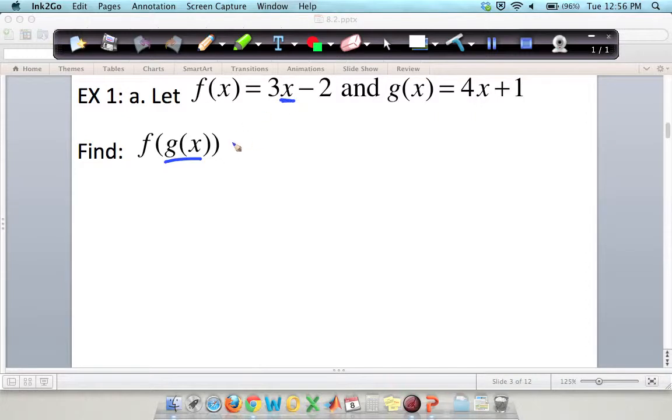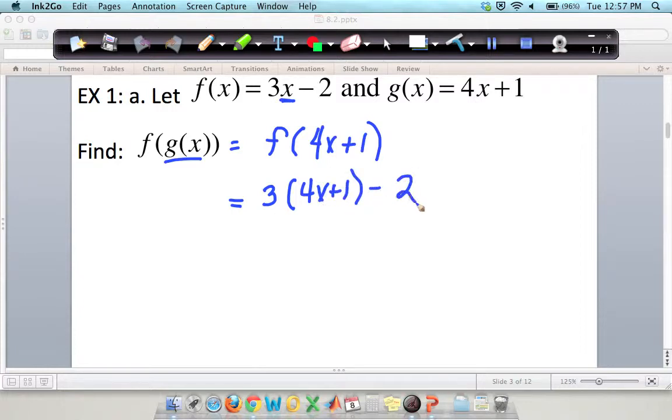Before I do that, I'm going to rewrite this as f of g of x, which is 4x plus 1. I'm just replacing g of x with what g of x equals, which is 4x plus 1. Now this is saying f of 4x plus 1. So I'm going to go to the function f, and instead of plugging in x, I plug in 4x plus 1. So I'm going to have 3 times 4x plus 1, minus 2. Now we just simplify. Distribute the 3 through the parentheses and get 12x plus 3, then bring down the minus 2. Last step, combine 3 minus 2 to get 1.